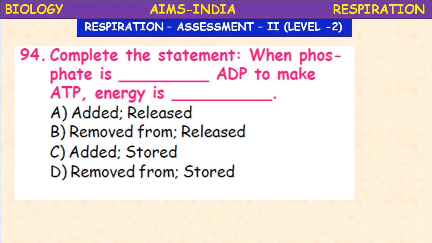Complete the statement once again. See, these are all the questions which are very simple if you understand. Complete the statement. When phosphate is dash ADP to make ATP, energy is dash. Here: added, released; removed from, released; added, stored; removed from, stored. Which is the right option? When phosphate is added to ADP to make ATP, energy is stored. It is the previous one only, asked in a different form.